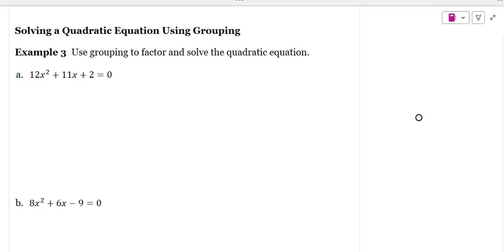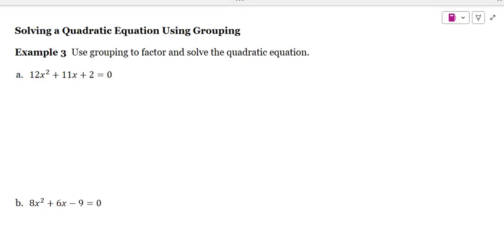Solving a quadratic equation using grouping. In the last video, we factored quadratics that had a 1 in front of the leading term. In these examples, we don't have a 1, we have a 12, and we have an 8. So we have to use a different strategy for factoring these.